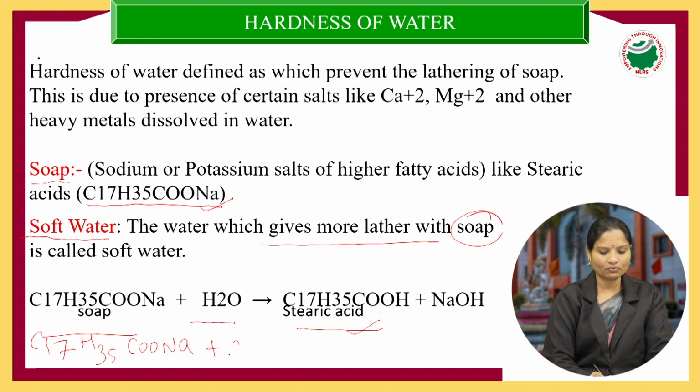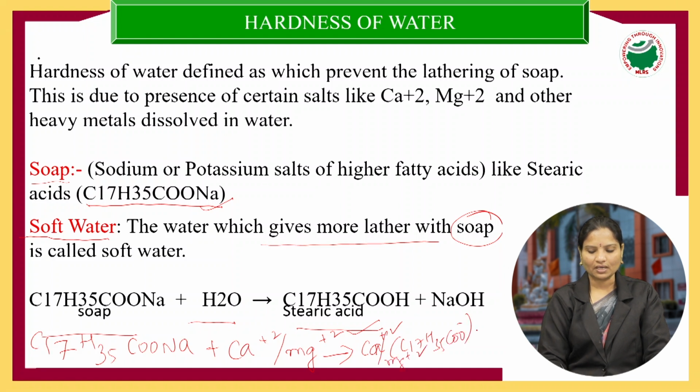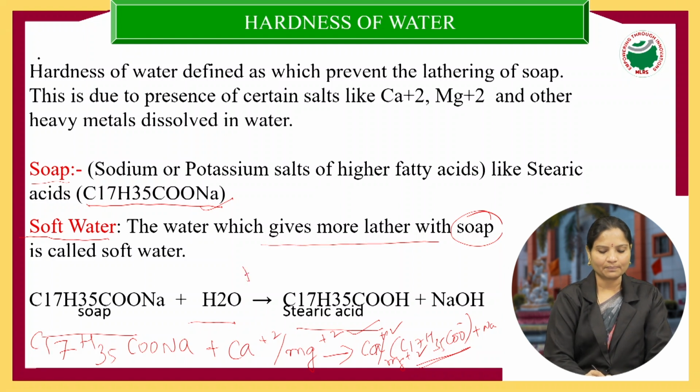C17H35COONa. Our hard water has the presence of calcium or magnesium ions, producing calcium 2+ and C17H35COO minus, or magnesium 2+, and NaOH. That means calcium or magnesium stearates. When the hard water is reacted with the soap solution, it produces calcium or magnesium stearates, so it does not give lather with soap solution. This water is called hard water.